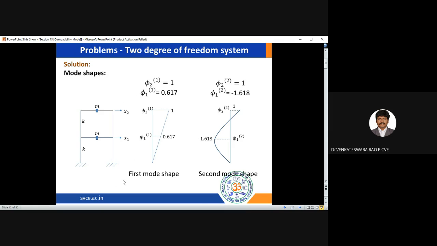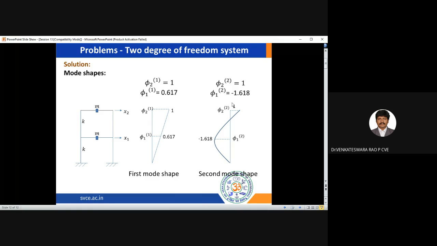You will see the modes of vibration. So this is the figure. Please try to understand this. For the first mode with the first natural frequency omega n1, for the topmost floor phi 2 we have given a one unit displacement, right? With that, the middle mass x1 will displace by only 0.617. That's what we got in the first case.